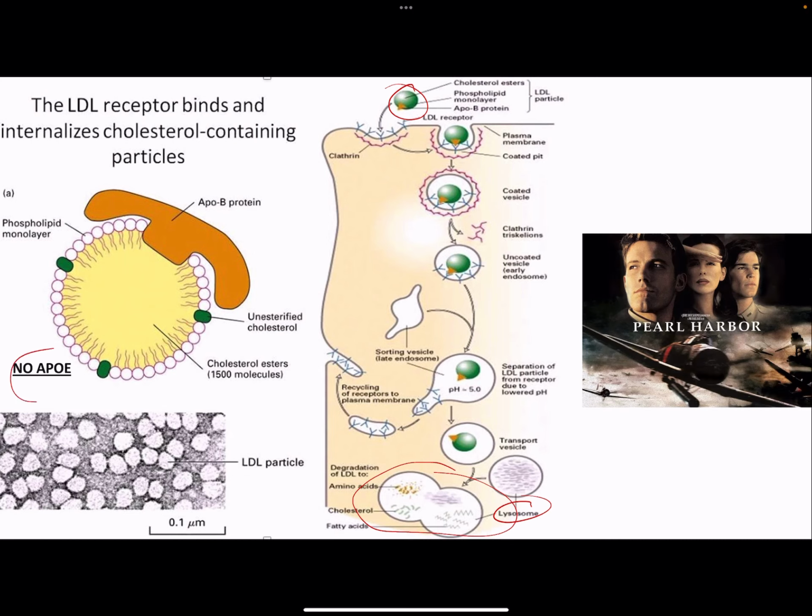It doesn't, again, just to really take this home, it doesn't have ApoE. E is for, I guess I should be more specific, E is for exiting the bloodstream to the liver. This is exiting the bloodstream, but it's not going home. It's not going to the liver.